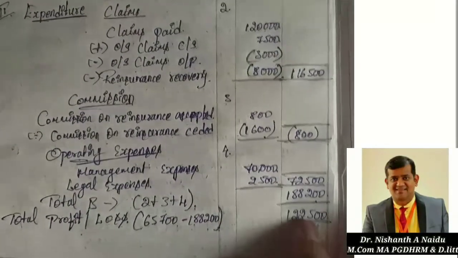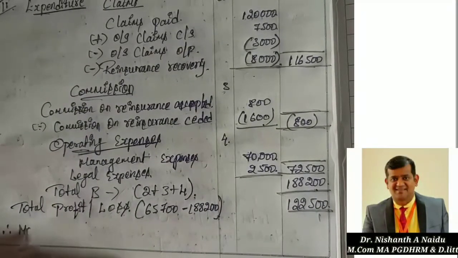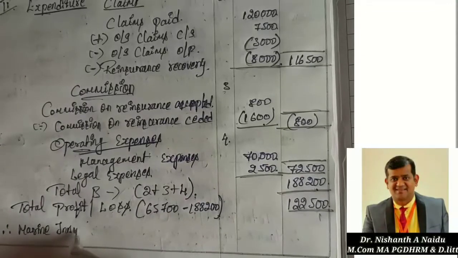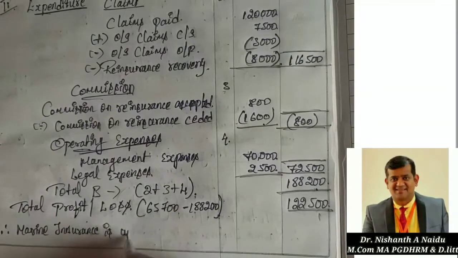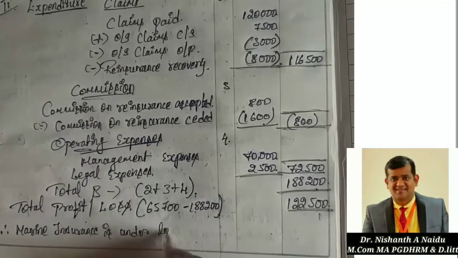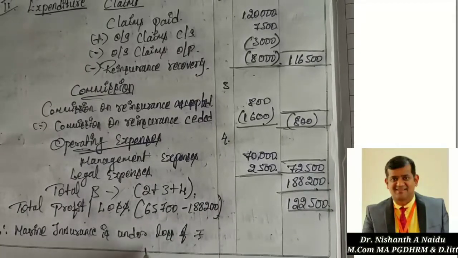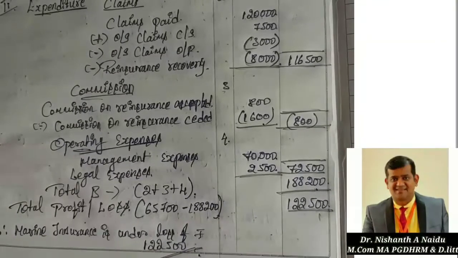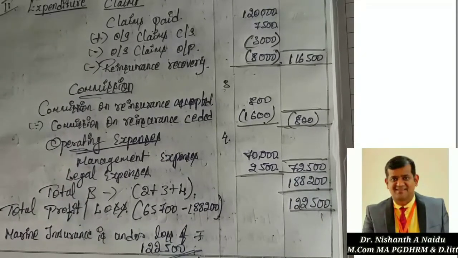Okay. So let us make a note of that. Therefore, marine insurance is under loss of rupees 1,22,500. So we are done with this solution.